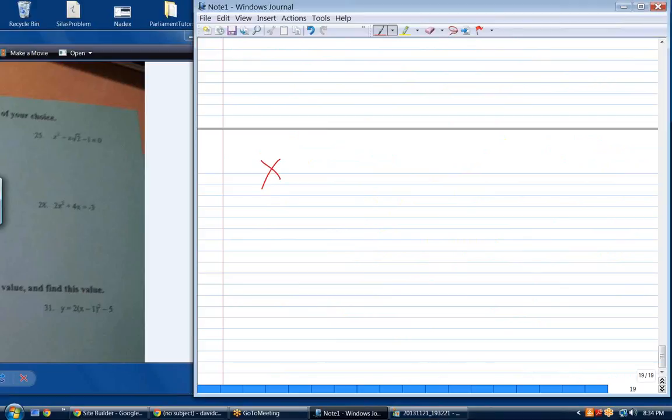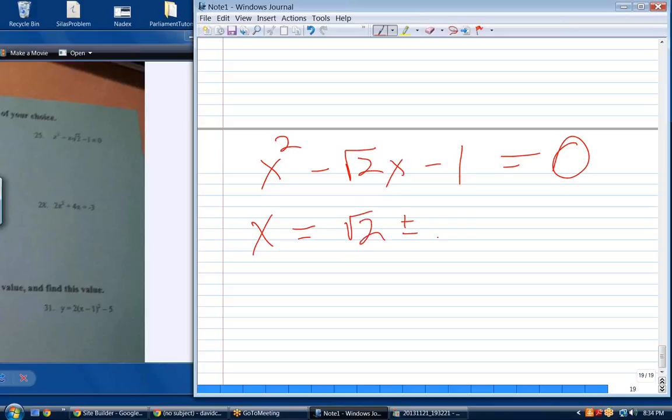That's x squared minus root 2 x. Don't let them confuse you because they switched it around. How do I solve that? Would you use a quadratic formula? Yes. Go ahead. It turned into square root 2 plus or minus the square root of 2.